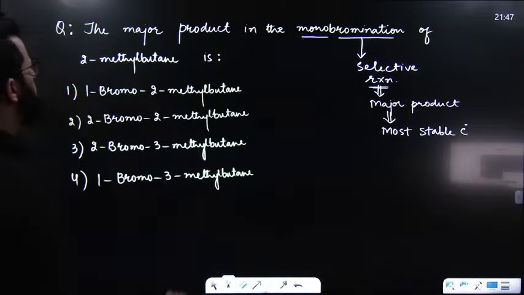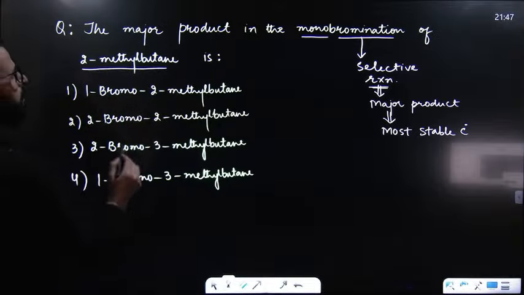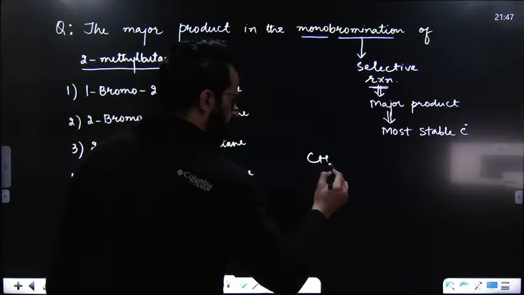Now, this is monobromination of what? 2-methyl butane. What is 2-methyl butane? 2-methyl butane is this one.